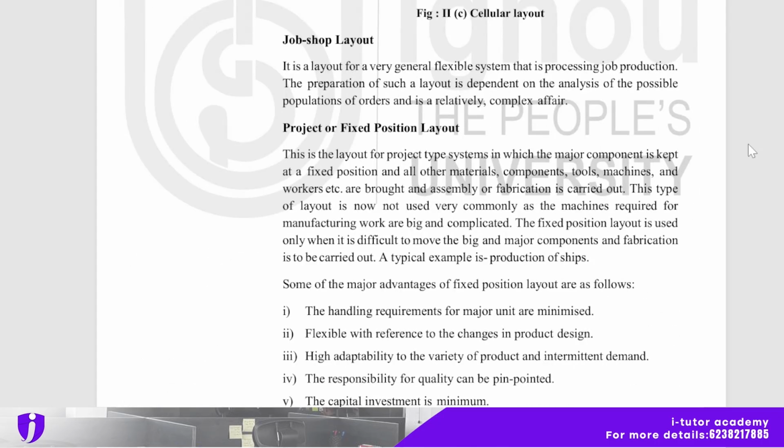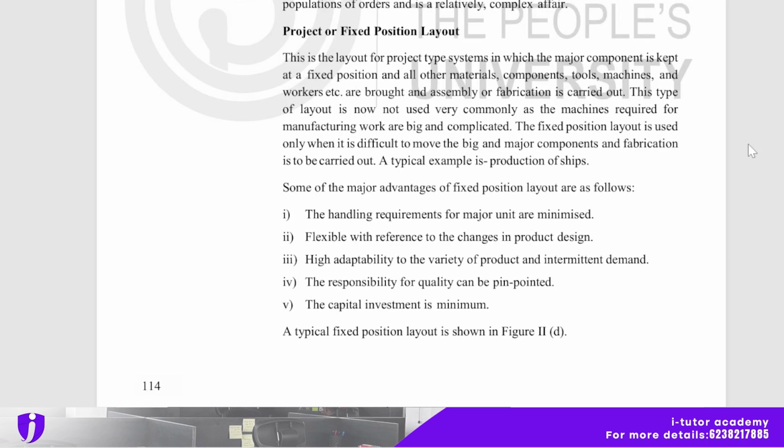Next is job shop layout. It is a layout for a very general flexible system, that is, processing job production. The preparation of such a layout is dependent on the analysis of the possible population of orders and is a relatively complex affair. Project or fixed position layout. So this is a layout for project type systems in which the major component is kept at a fixed position and all other materials, components, tools, machines and workers etc. are brought, and assembly or fabrication is carried out.